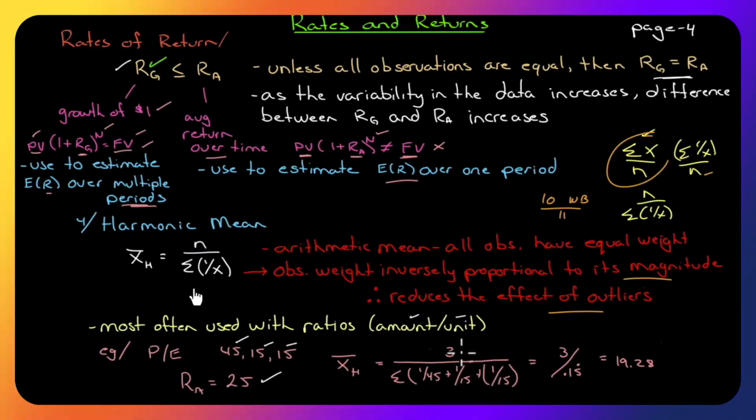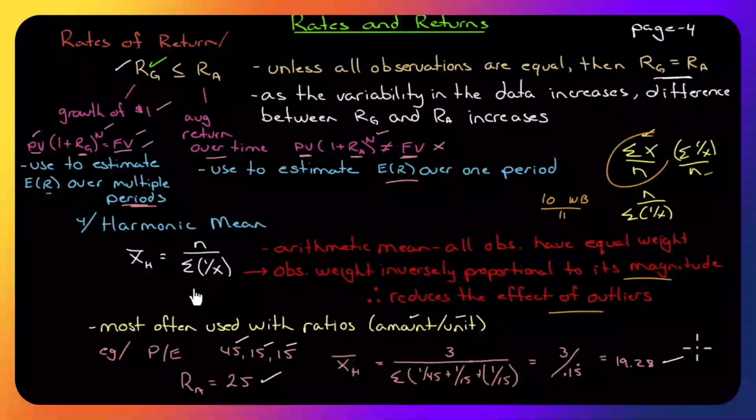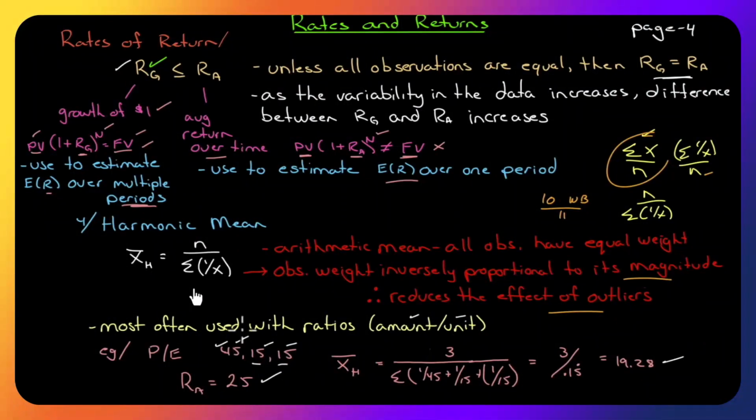The numerator is n, which is 3. You get 19.28, closer to the 15s. What it does is it gives less weight to the 45 because it says, well, it's an outlier. However, it does exist, it has some validity, but if we use it as a part of the average, it's going to skew what, let's say, a more realistic average would be. 19.28 given these PEs seems to be more realistic. It underweights the 45 as opposed to using the 25.